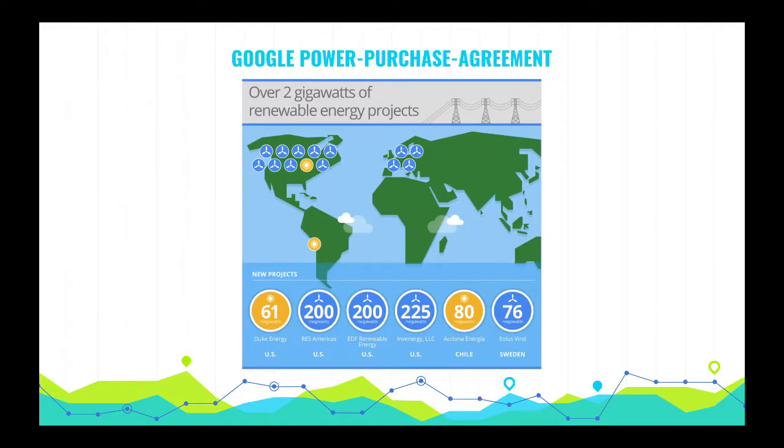A core example and a good case study on this is Google. Google has several power purchase agreements globally. They have over 2 gigawatts of renewable energy projects, right? And they've got projects with Duke Energy, RES Americas, EDF. They've got wind power and solar power across the globe.